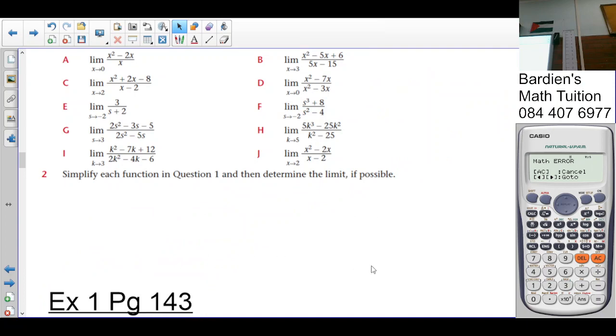So, normally the question comes in determine the limit or simplify. So what I'm going to do is, I'm going to do this column with you now, and then that column is going to be homework. Okay? Is that okay? The first column I'm going to do now, second column is going to be for homework. Okay?